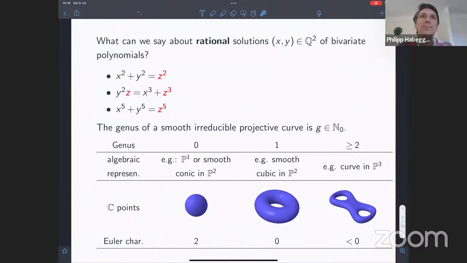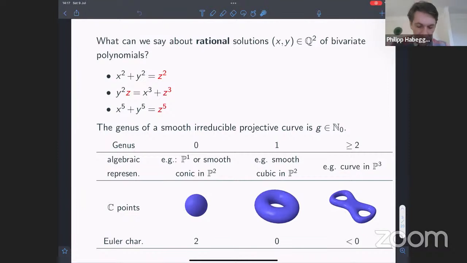So we have now polynomial equations in 3 unknowns, homogeneous of degree 2, 3, and 5 respectively. In all 3 cases, we get a smooth projective curve in the projective plane. So if you look at the complex solutions of these equations as points in the projective plane, what you'll end up with is a compact Riemann surface. And topologically speaking, we have 3 categories that will play a role later on.